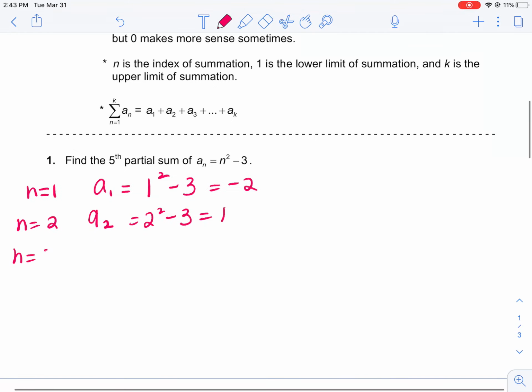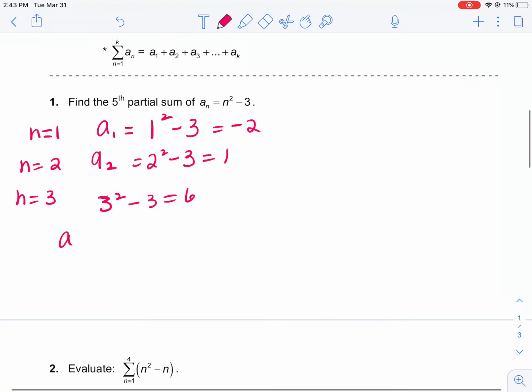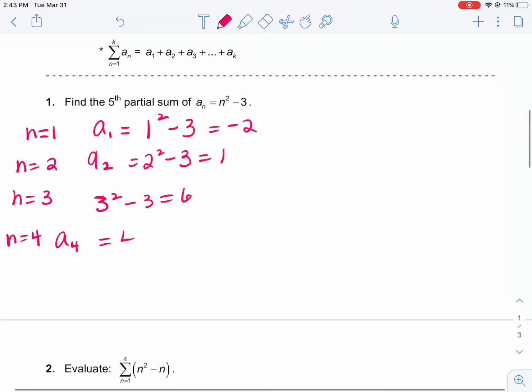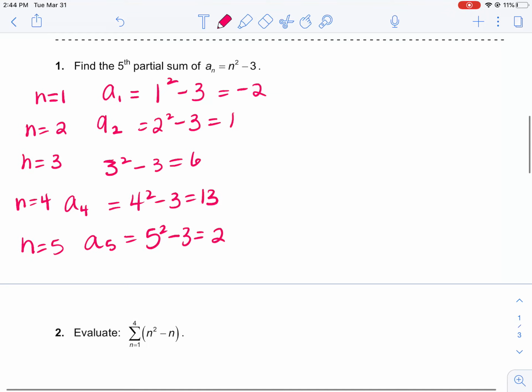And I'm going to continue moving on in that same pattern. N equals 3, which is 3 squared minus 3. That's 6. If I wanted to find the fourth term when n equals 4, that would be 4 squared minus 3, which is 13. And the fifth term gives me 5 squared minus 3, which is 22. Now I'm going to stop here because they asked for the fifth partial sum.